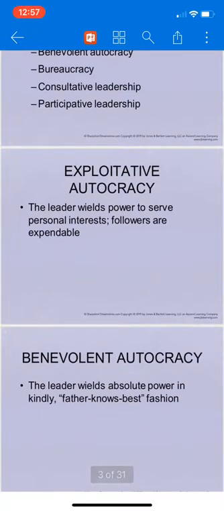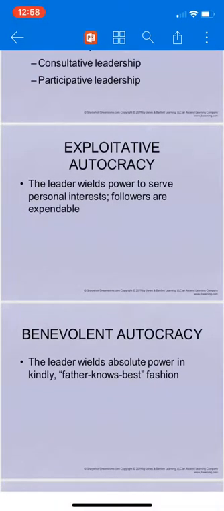So 2 of these, the leader holds absolute power. That's going to be exploitative autocracy and benevolent autocracy. Now, exploitative autocracy is going to be our harshest leadership style. They wield that absolute power over people in their group, but they also use that group to serve their personal interest. So they're literally exploiting their followers.